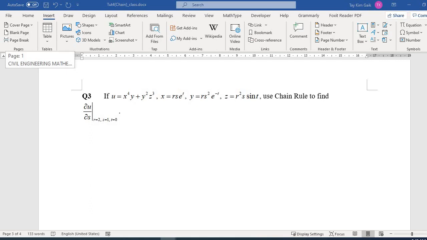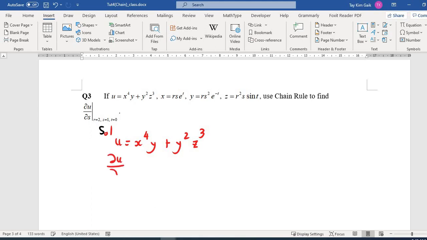In this case, because x, y, z are in terms of 2 parameters r and s, lastly you can find ∂u/∂s and ∂u/∂r. But the question just wants ∂u/∂s. So first of all, from u equals x^4 y plus y^2 z^3, find ∂u/∂x.